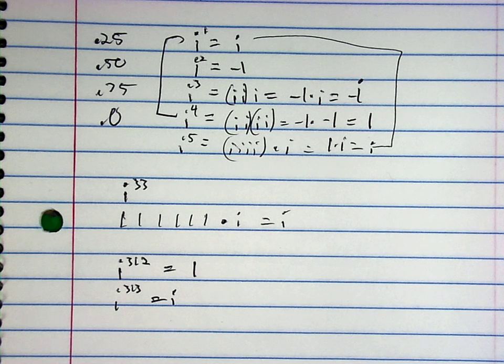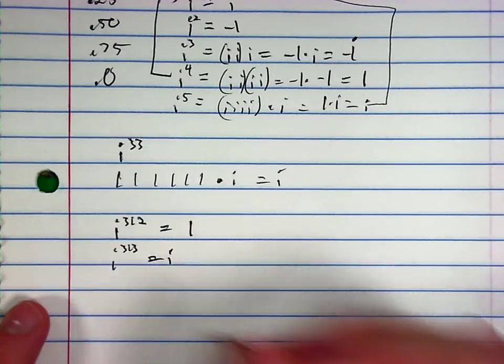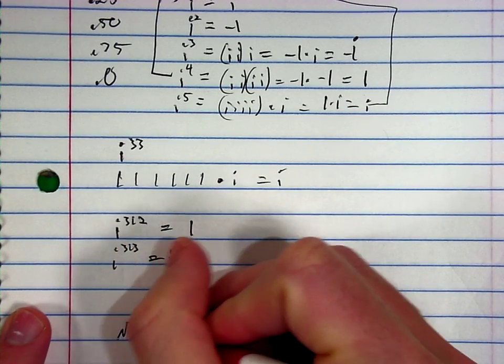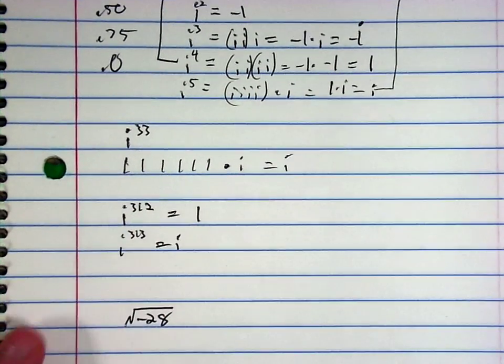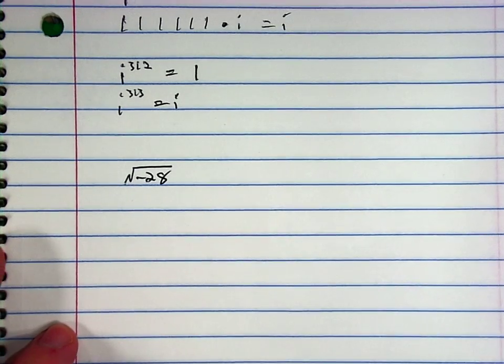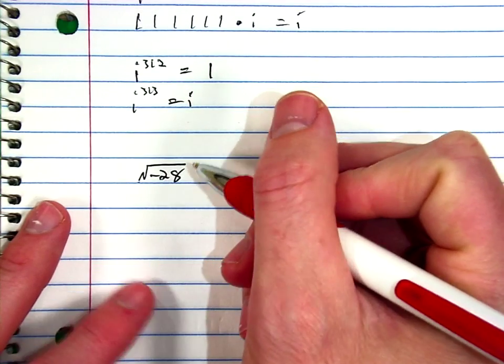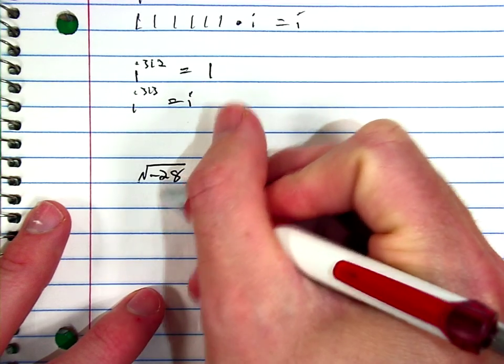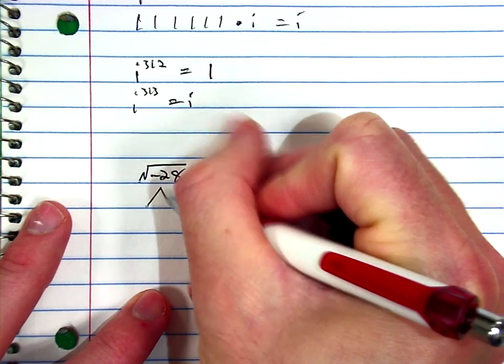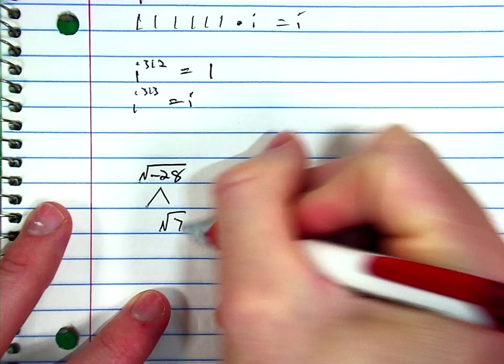Another set of problems you're going to need to know: reducing some square roots. Square root of negative 28. So we're going to do this just like we normally would. A perfect square that goes into 28 would be 4. And my other number with that would be 7.